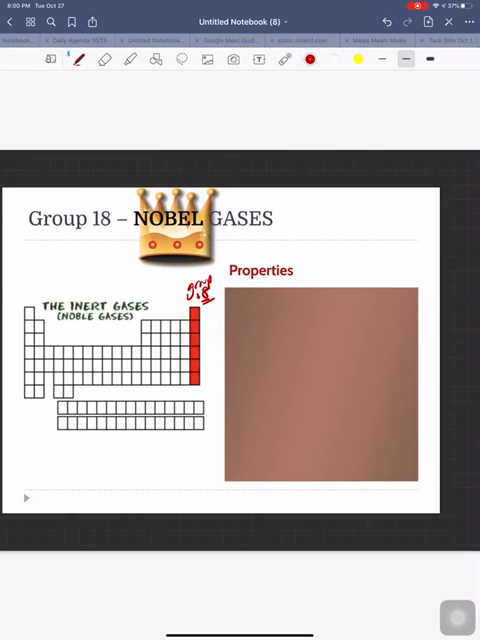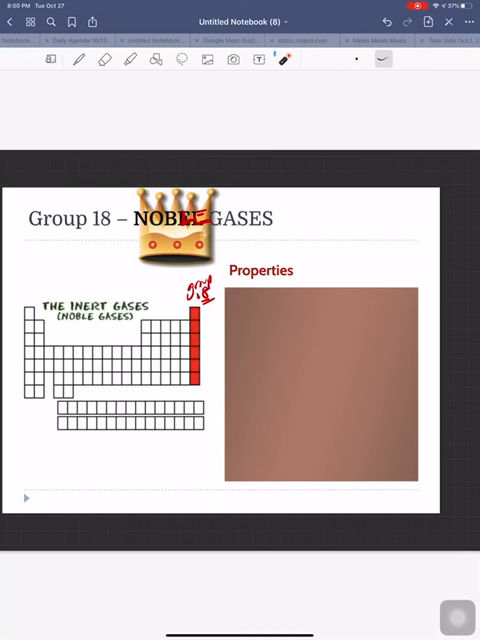Group 18 are noble gases. We call them noble gases. They're the snooty, snobby elements because for whatever reason, they're the end of our periodicity before we wrap back around again to the next row.